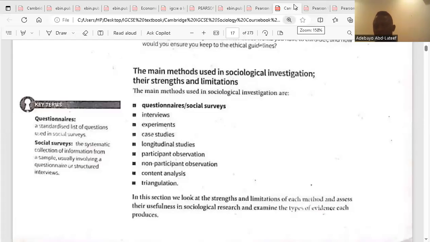We go to the main methods used in sociological investigation, their strengths and limitations. We're going to start with questionnaires, which is the same as the social survey. Questionnaires are standardized questions used in a social survey. A social survey is just a systematic collection of information from a sample. That is what a social survey is. Do you get my point? Okay, so we go further.